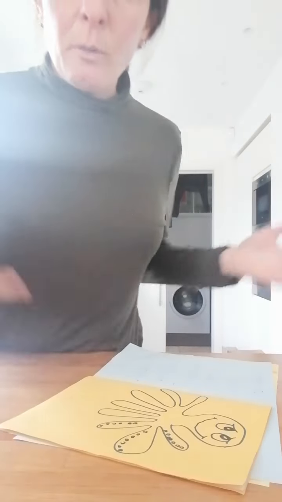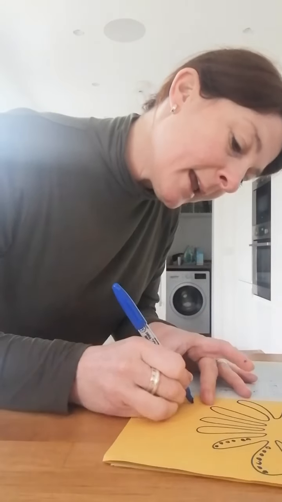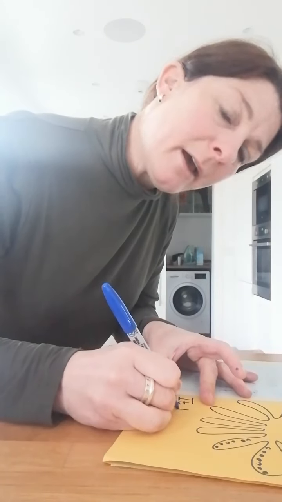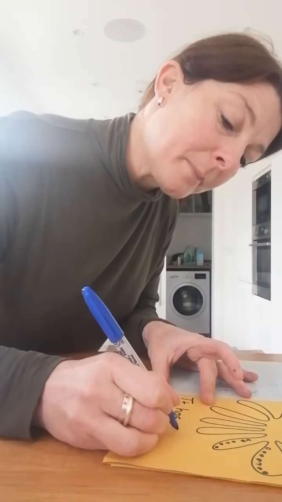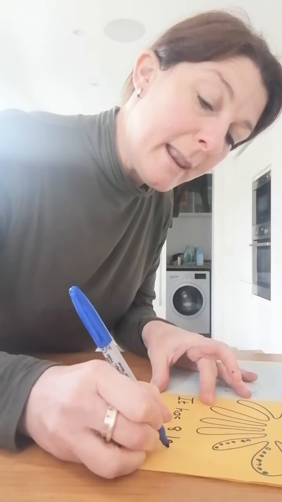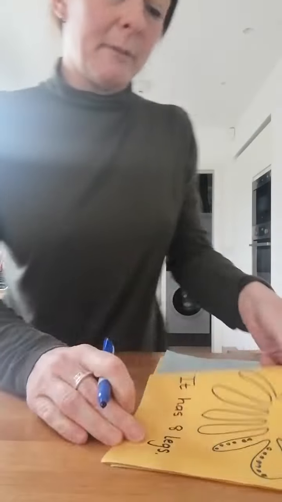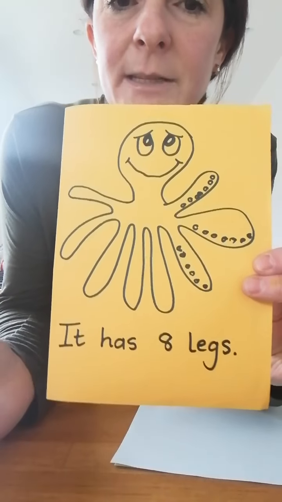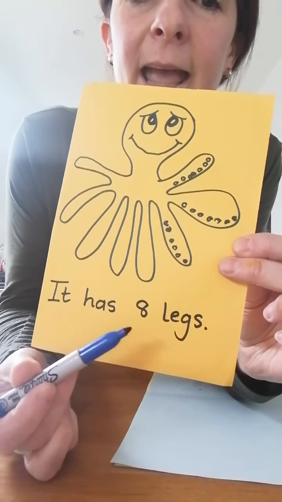And do you know what? I could think about some information about this octopus. It has 8 legs. So that's perfect. That's the start of my information. It has 8 legs. There we go. I'm just rushing, but mummies and daddies could help you. It has 8 legs. So that's my first page.